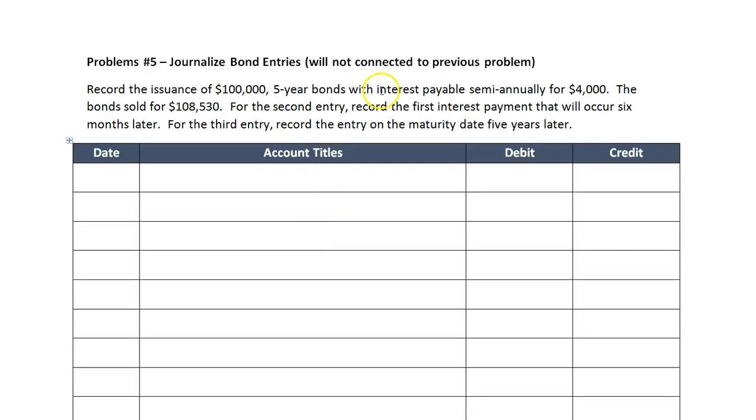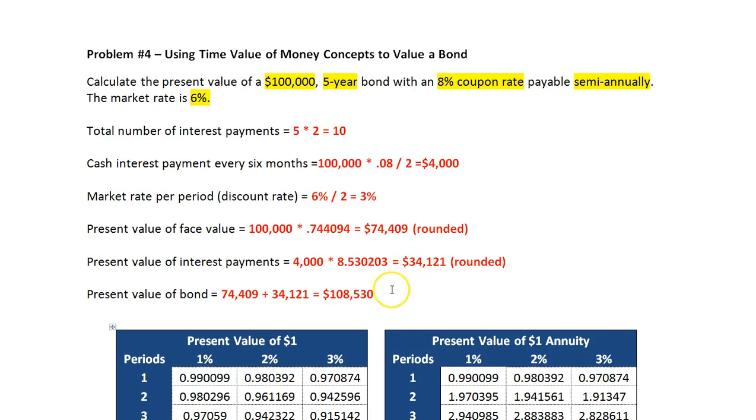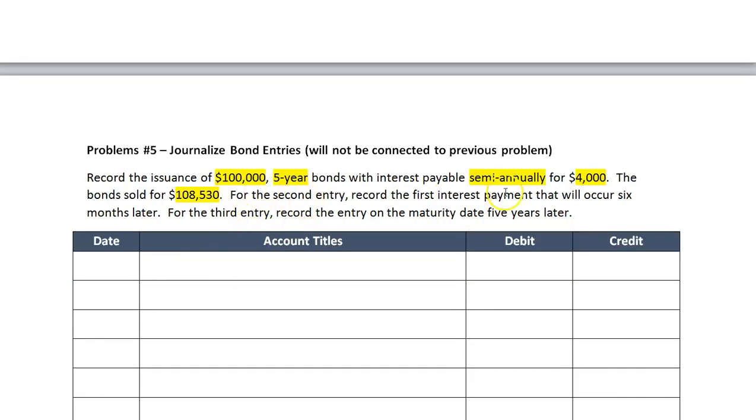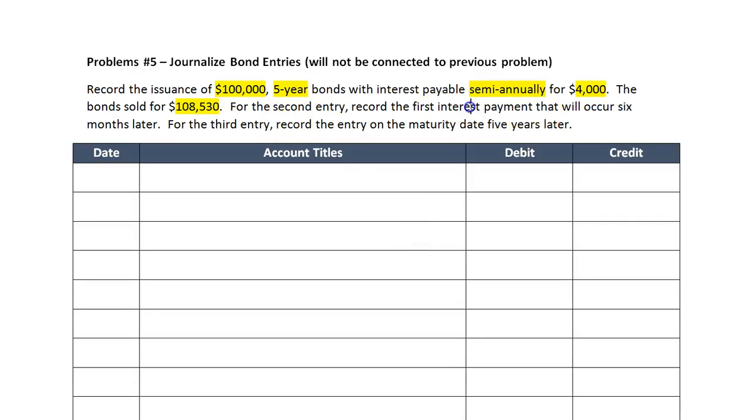Alright, the next problem, this one's not going to be connected to the previous problem, so they're going to be separate problems. Alright, let's go and get started. We're issuing $100,000 bonds, 5-year bonds, payable semi-annually for $4,000. The bond sold for $108, so they're giving us a number. And I know this one's connected right now, but it won't be. So I don't assume it's giving you the answer in the previous one. Alright, for the second entry, we're going to do the first interest payment. For the third, we're going to do the maturity date.